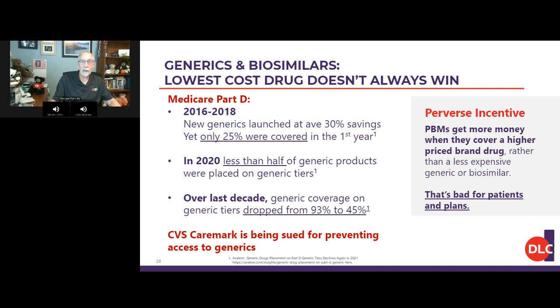They're putting generics up there at the same tier as the branded product. They don't want your people taking the generic drug. Express Scripts, CVS Caremark, Optum Rx make less money when your people buy generics. It's just math. So look at your plan. You will find that not all of the generic products are on your plan at the generic tier, or they may not even be covered at all. It's bad for you. It's bad for patients. It's bad for everybody but the PBMs. You have to manage the PBMs.